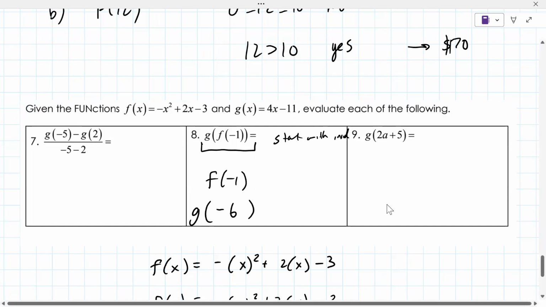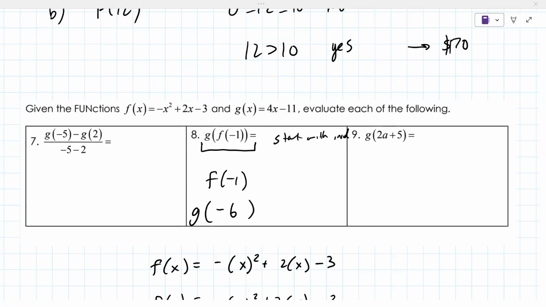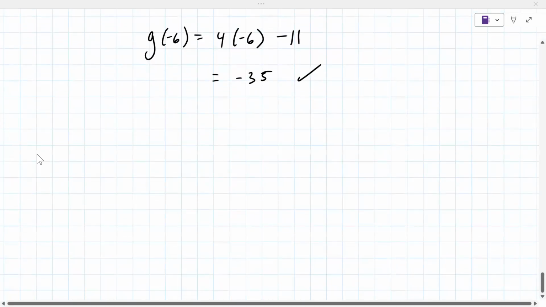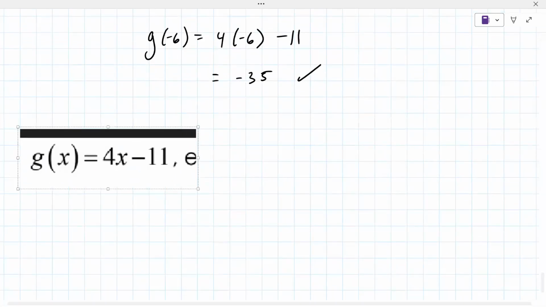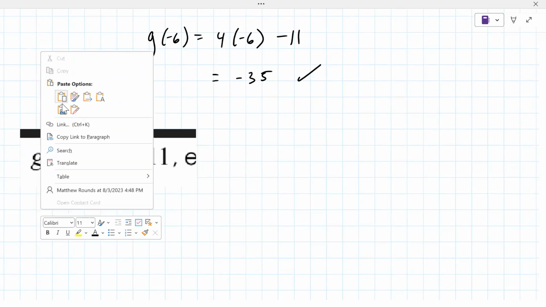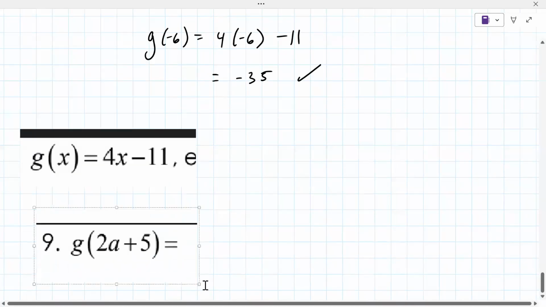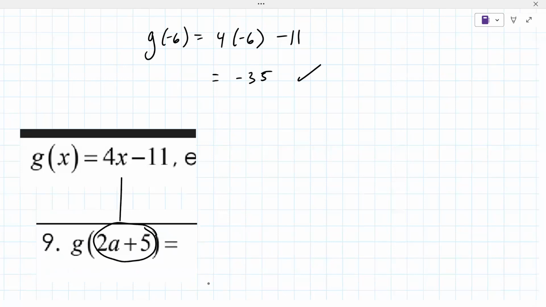So 9 is g of 2a plus 5. What's maybe frustrating or different about this one is that it's not a number. You're finding g of 2a plus 5, and what that means is you're putting 2a plus 5 in for x. Instead of x, you're putting in 2a plus 5.